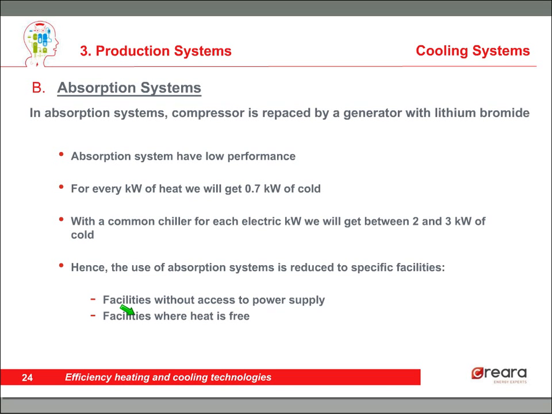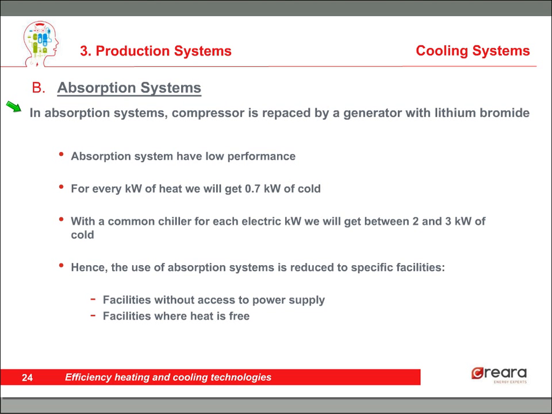So, absorption systems. Absorption systems are basically a normal chiller, but instead of having a compressor, they have a generator which takes advantage of some operation features, such as lithium bromide.